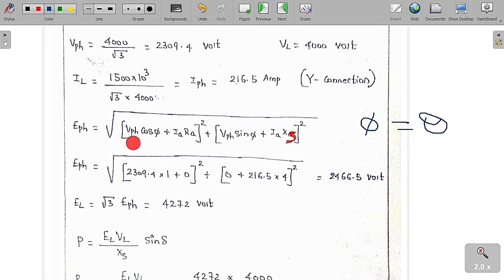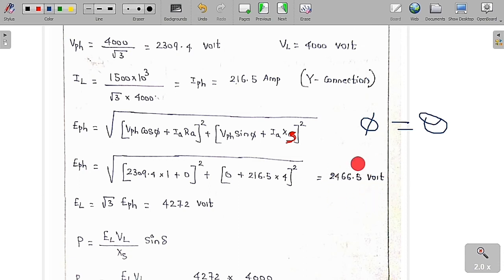Now you can see the terminal per phase voltage we have just seen, which is 2309.4, and the power factor is unity, so into 1, plus. Here, as I have already told you, in the question they have not given anything regarding RA, so we are going to assume it as 0. Plus, as the load has unity power factor, sin theta is equal to 0. So 0 plus IA, which we have just seen is the per phase current, 216.5, into the value of XS. In the question they have given the synchronous reactance value as 4 ohm. If you solve this one, we are going to get 2466.5. This is the per phase voltage which is induced in the generator.